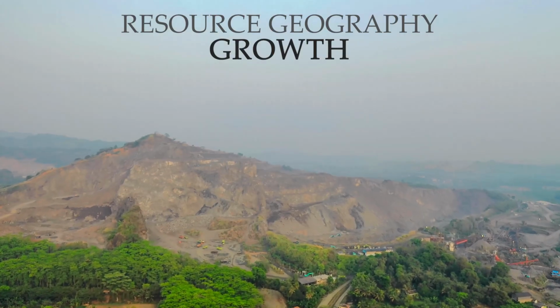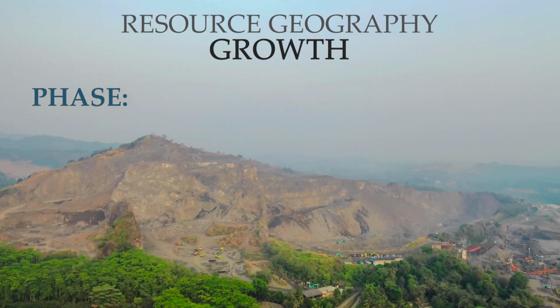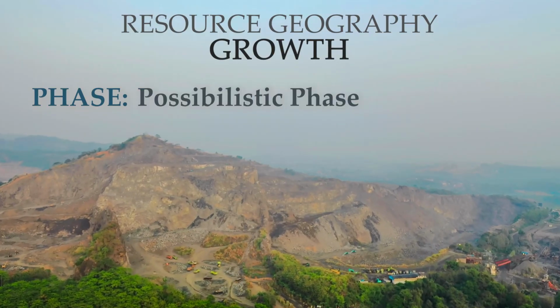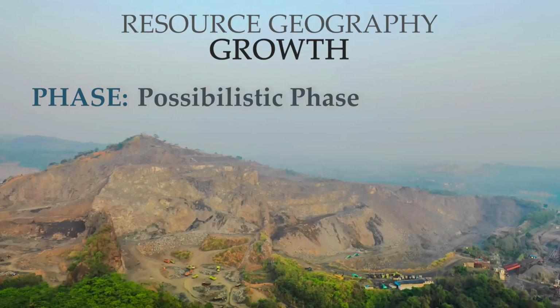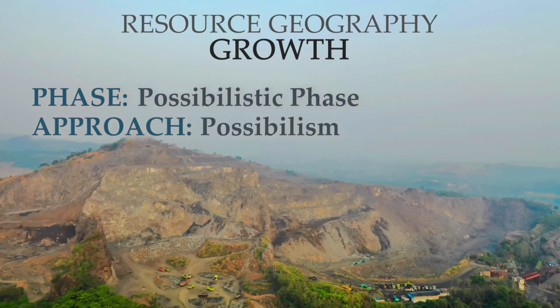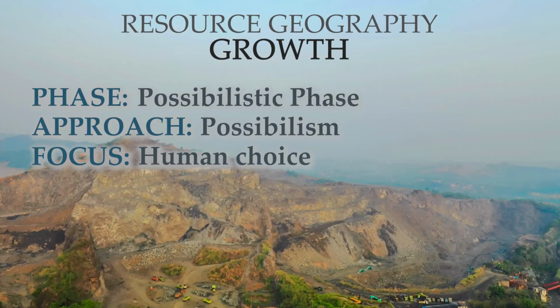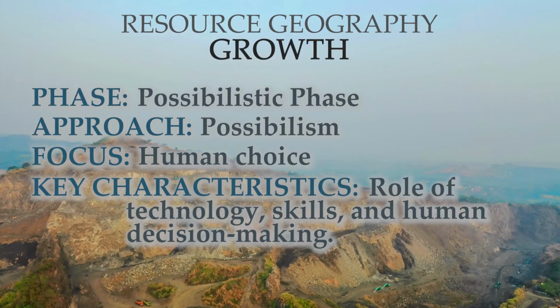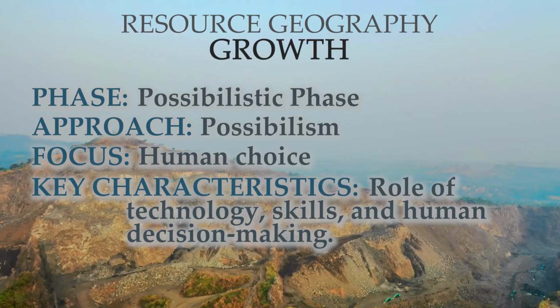In the third phase, we find another paradigm shift in resource geography, from determinism to possibilism. That means from nature's control to human control. Human beings are now considered an active agent, and nature took a back seat. In this phase, the approach was possibilism, the key focus was on human choice, and the key characteristics were the role of technology, skills, and human decision making.